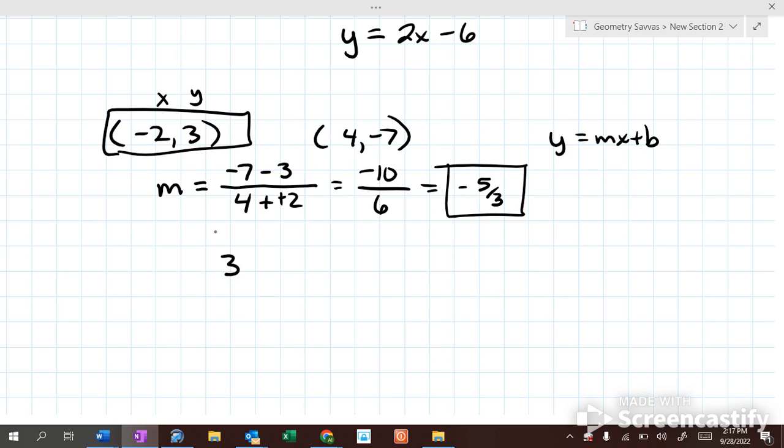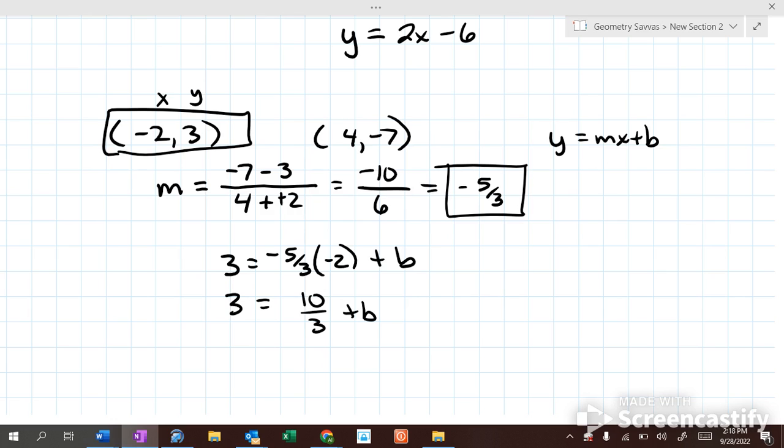So 3 equals negative 5/3 times x plus b. This is the way Mr. Hodgin did it last year. Okay, he didn't use point slope form. He just used this, and he plugged it back in. So 3 equals, what's negative 2 times negative 5? Negative 2 times negative 5? Positive 10.